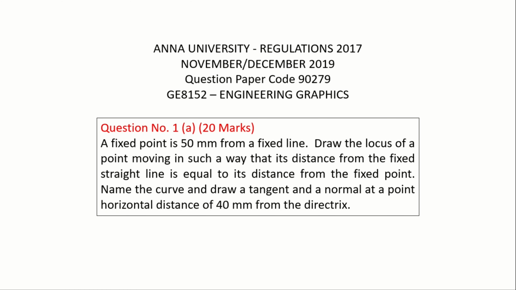A fixed point is 50 mm from a fixed line. Draw the locus of a point moving in such a way that its distance from the fixed straight line is equal to its distance from the fixed point. Name the curve and draw a tangent and a normal at a point horizontal distance of 40 mm from the directrix.